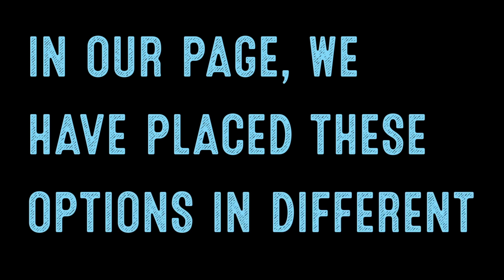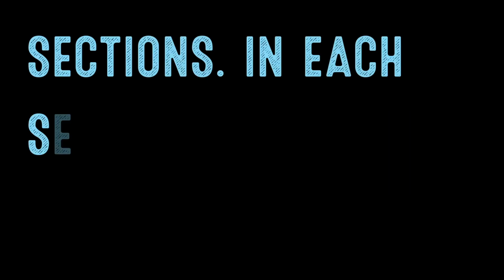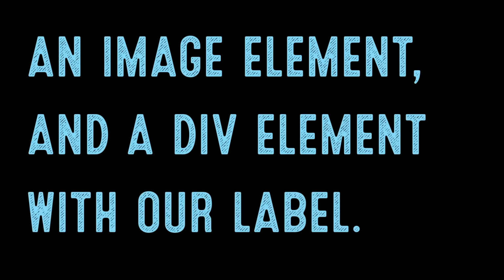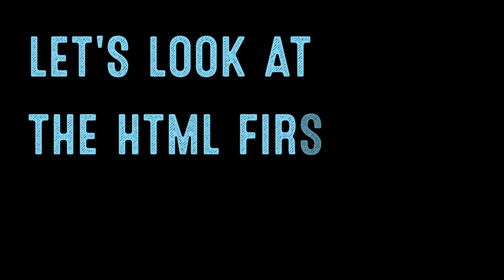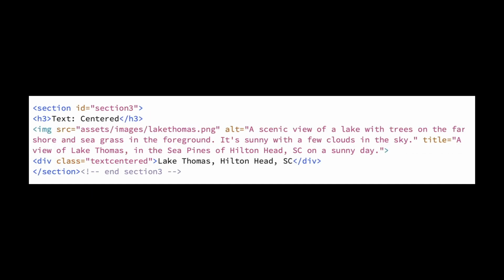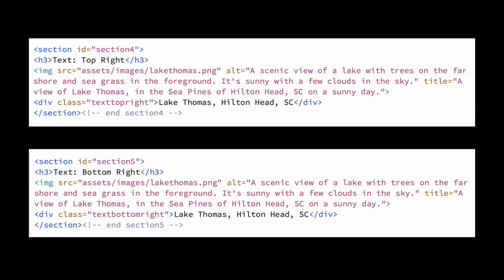In our page, we have placed these options in different sections. In each section, we have an H3 heading element, an image element, and a div element with our label. Let's look at the HTML first. The div of the first section has a class attribute with the value of text top left. We see that in each section, the value of the class attribute changes. This is so we can target each label with a unique CSS to position the label in a different place with each option.